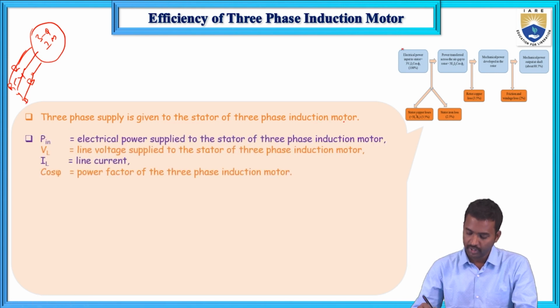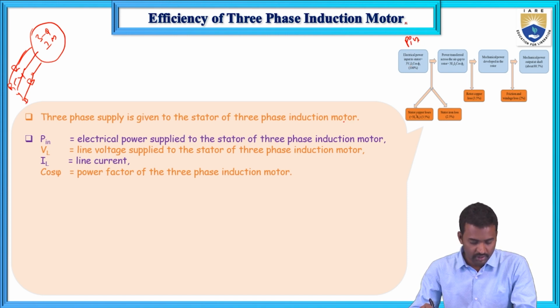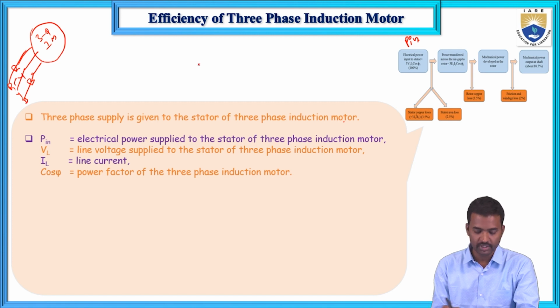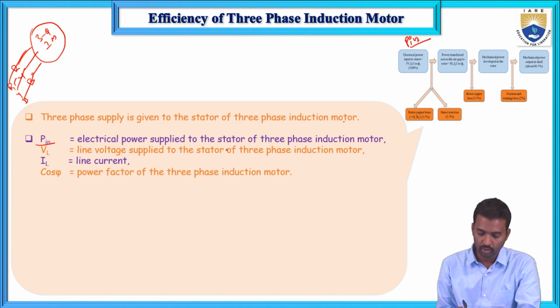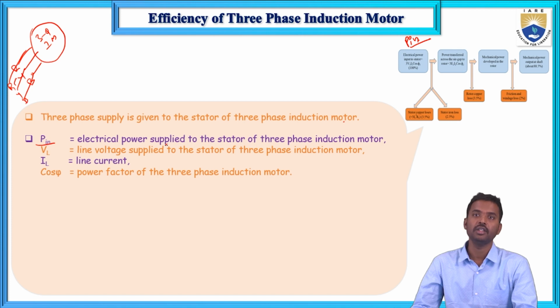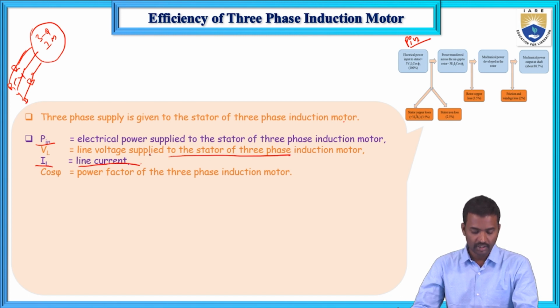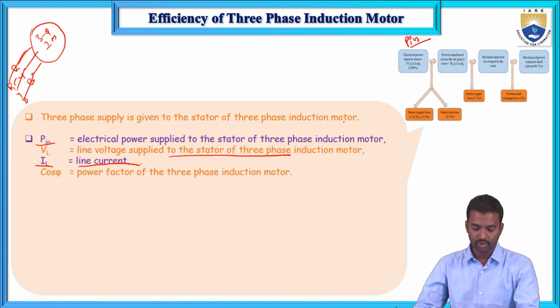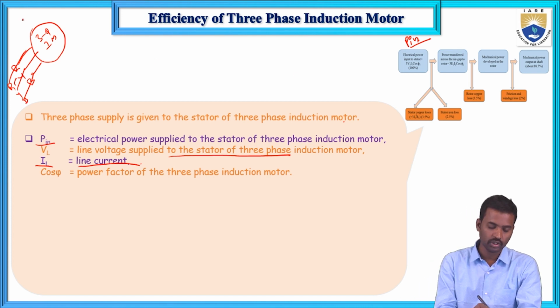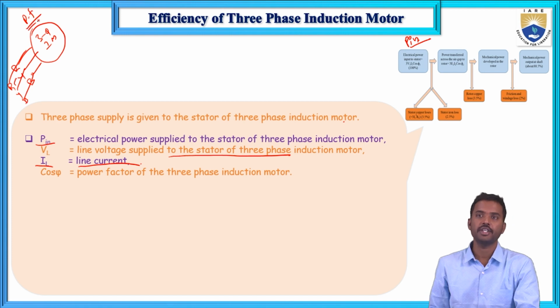Now here, this is P input, the electrical power supplied to the three-phase induction motor. VL is the line voltage supplied to the three-phase stator of the induction motor, and IL is the line current. Cos phi is the power factor of the three-phase induction motor.